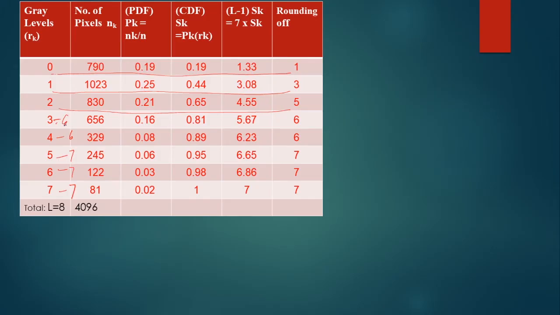So the number of pixels at the sixth intensity level are 656 plus 329. For intensity level 7, the number of pixels are 245 plus 122 plus 81.